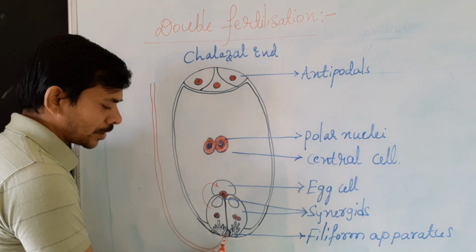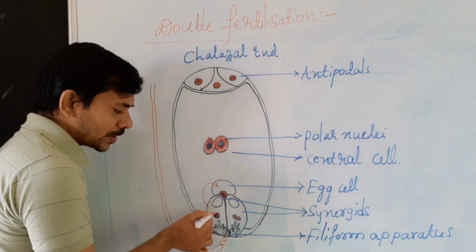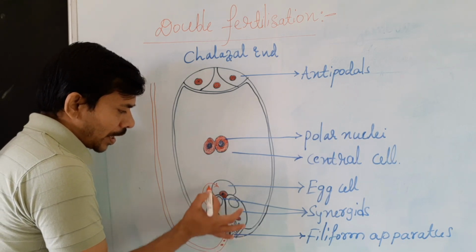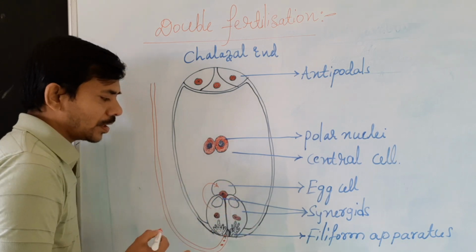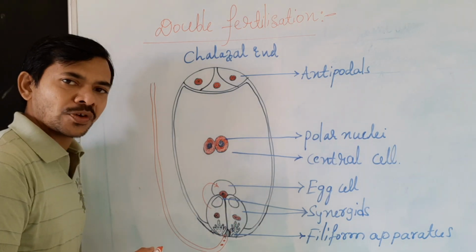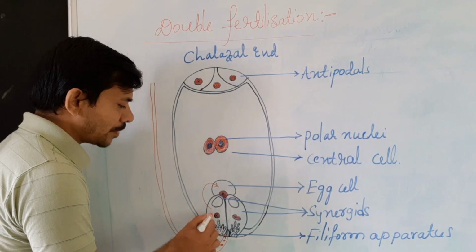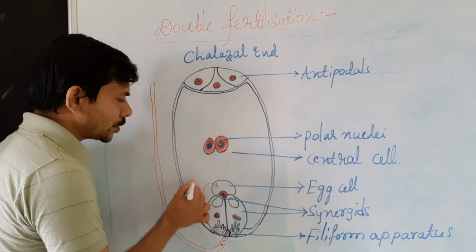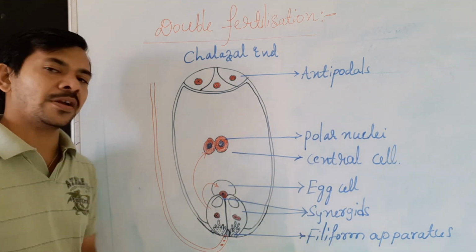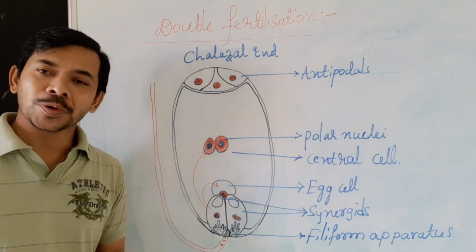Okay, so here are the two male gametes. They are released into the synergid cells, and one male gamete fuses with the egg cell and it results in the formation of a diploid zygote. And next, the other male gamete moves towards the polar nuclei and fertilizes there, and it forms the triploid primary endosperm nucleus.